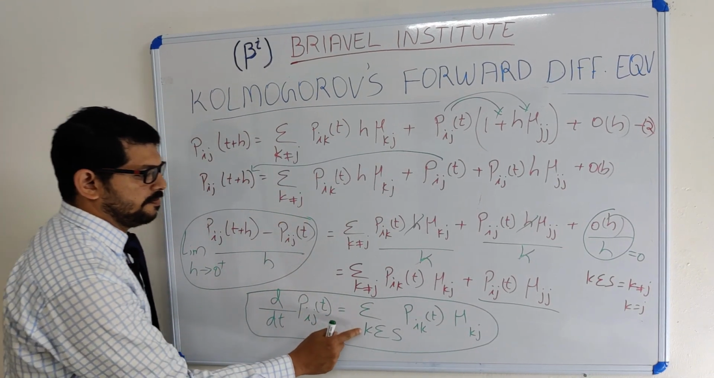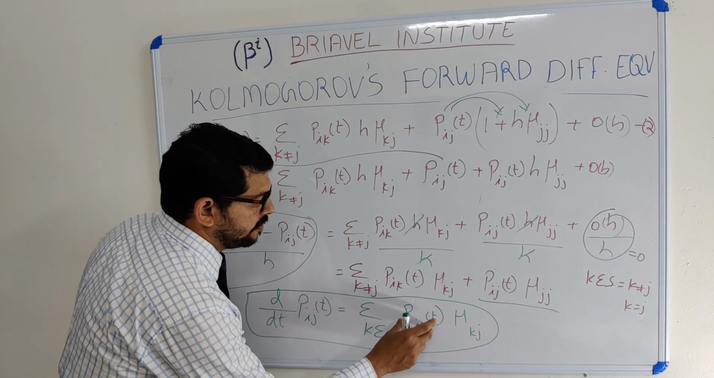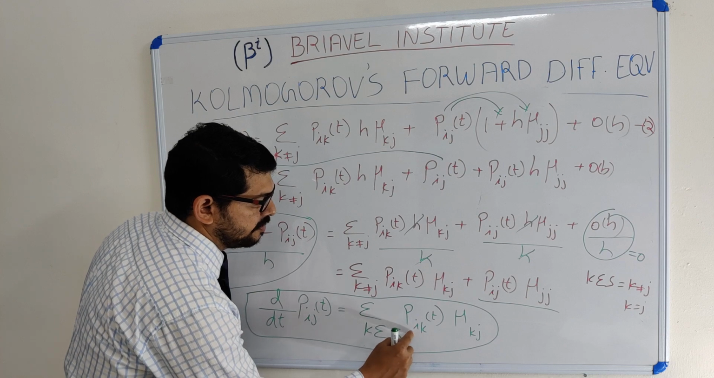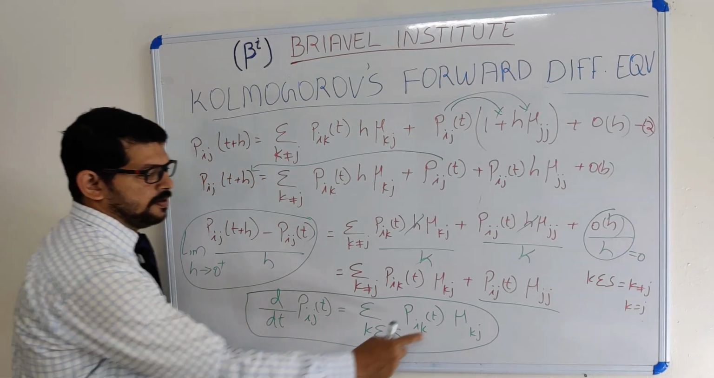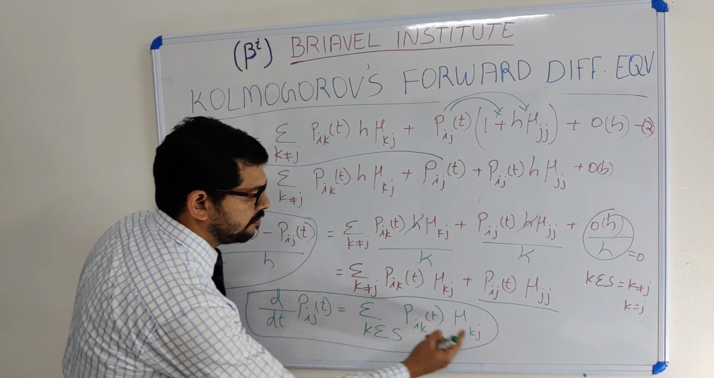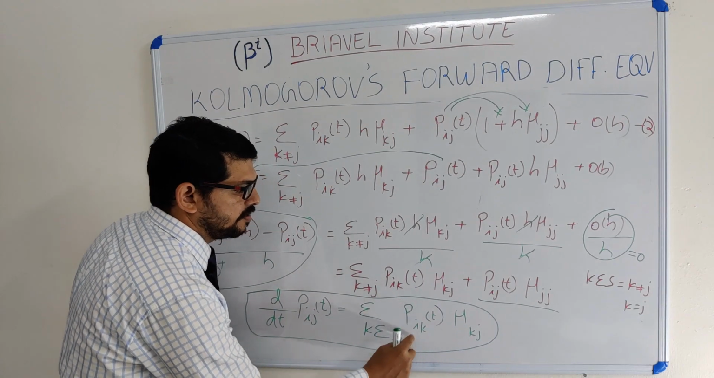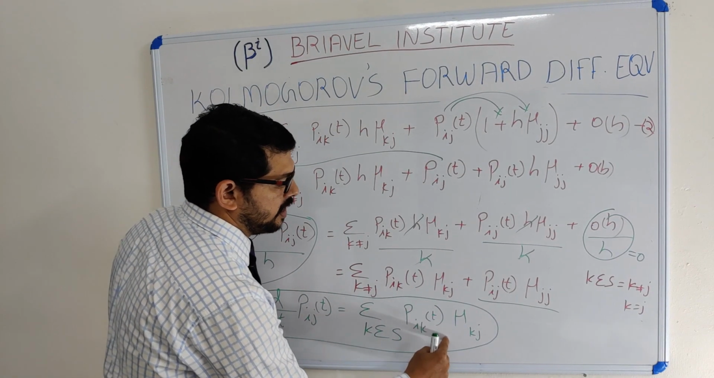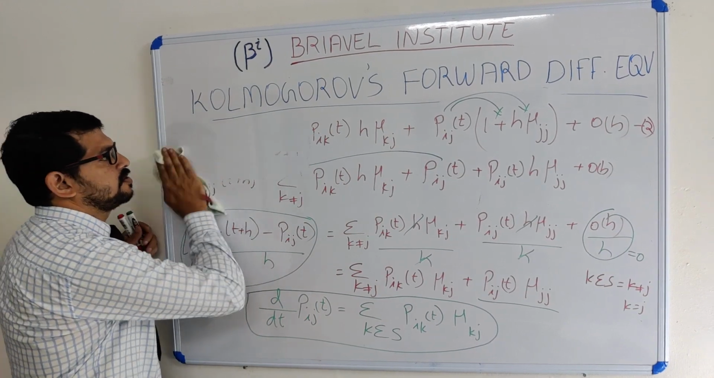K element of S, P of ik at time t into mu kj. So the probability of reaching from i to k, which takes some time t, is multiplied by the transition rate mu kj. So this is our calculation. Please note it down.